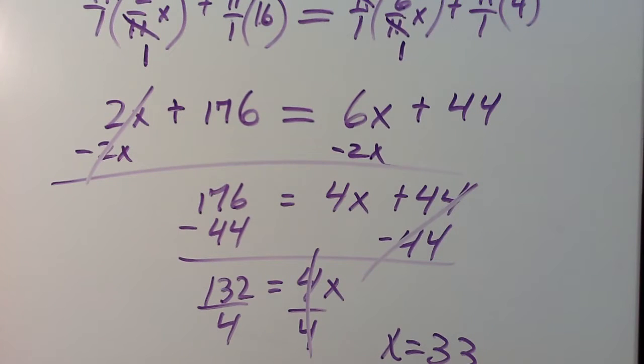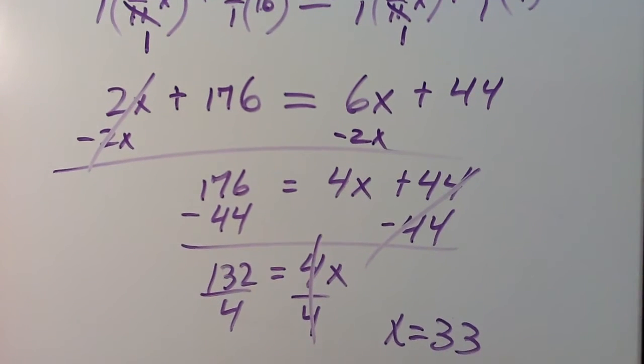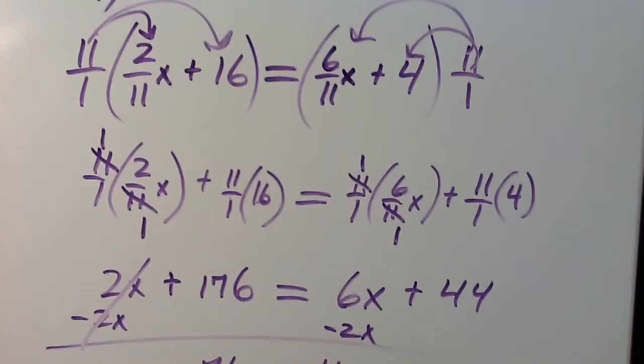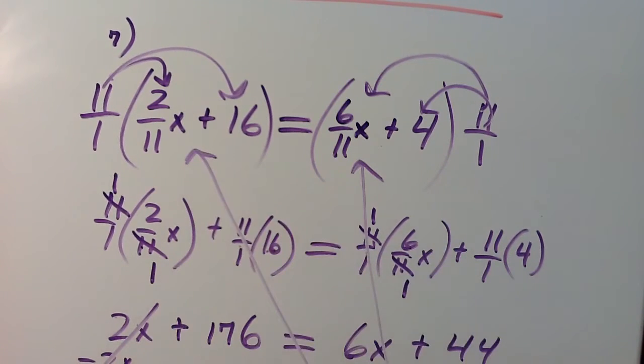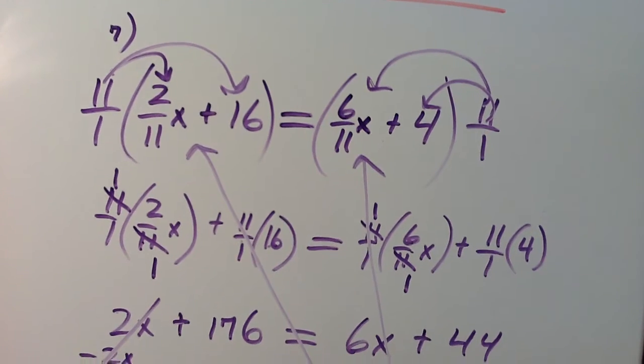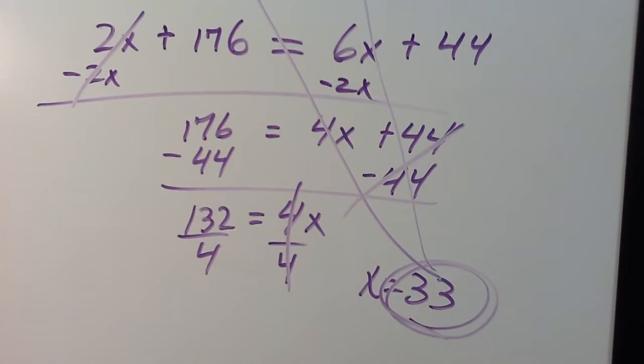And so the question is, what is that number they were talking about? That number is 33, which means if you take that number 33 and plug it back in for x into the original equation, you will get the left side equal to the right side. And so that number is 33 for number 7.